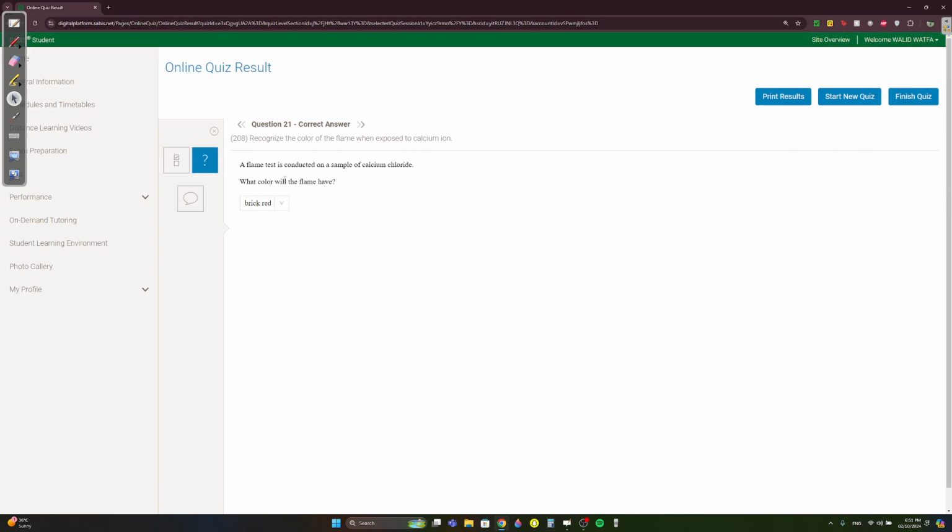Question 21. What color will the flame have if you put it over calcium? Calcium chloride, because calcium is what we care about. It's always brick red, right?